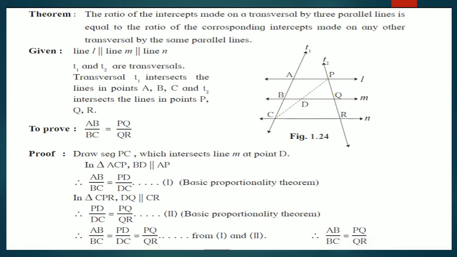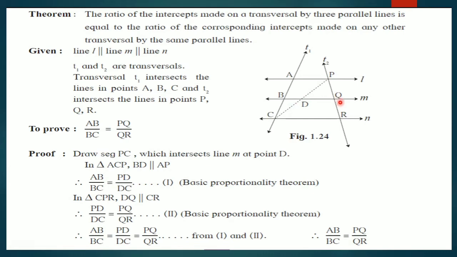Okay, so let's revise the proof once again. We have three parallel lines and two transversals T1 and T2, and our aim is to prove AB upon BC is equal to PQ upon QR. We do a simple construction by joining points P and C. Segment PC we draw, and D is the point at which it intersects the line M.